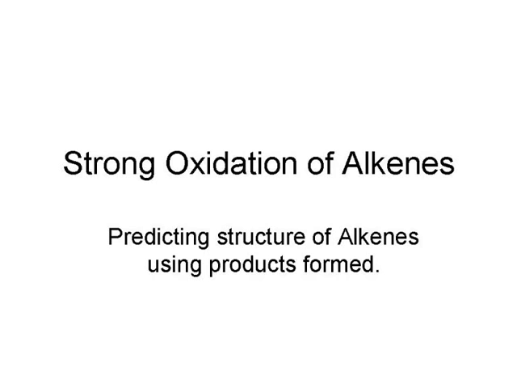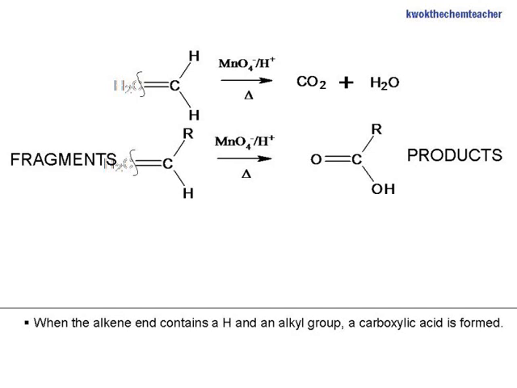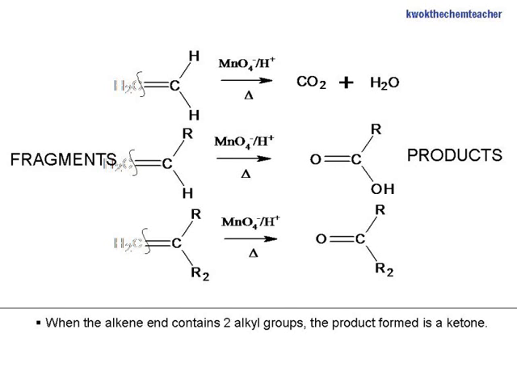This video is on strong oxidation of alkenes, predicting structures of alkenes using products formed. When the alkene end contains two hydrogens, the products formed are carbon dioxide and water. When the alkene end contains a hydrogen and an alkyl group, a carboxylic acid is formed. When the alkene end contains two alkyl groups, the product formed is a ketone.